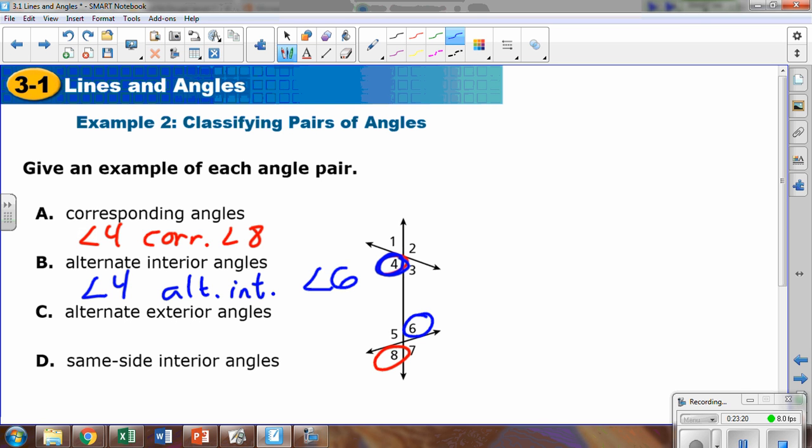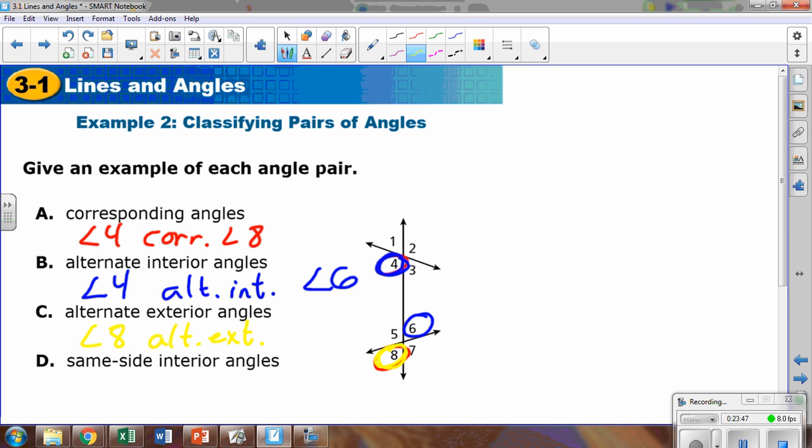There's angle 6. For alternate exterior, I'm going to grab this angle 8 and just run with it. Because I already used angle 8 earlier, I'm choosing to use it again. I'm picking the same angle just so that I don't have as much going on. I don't want as many weird colors in my picture.